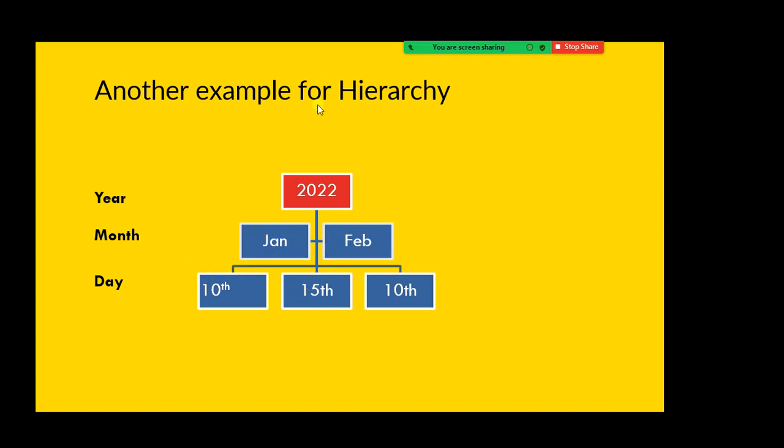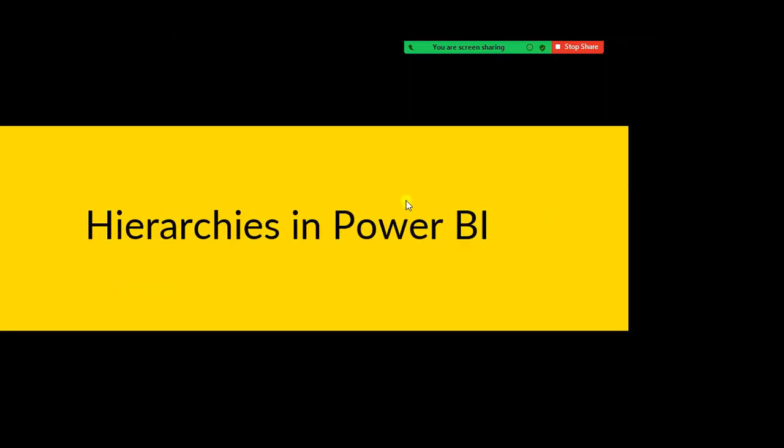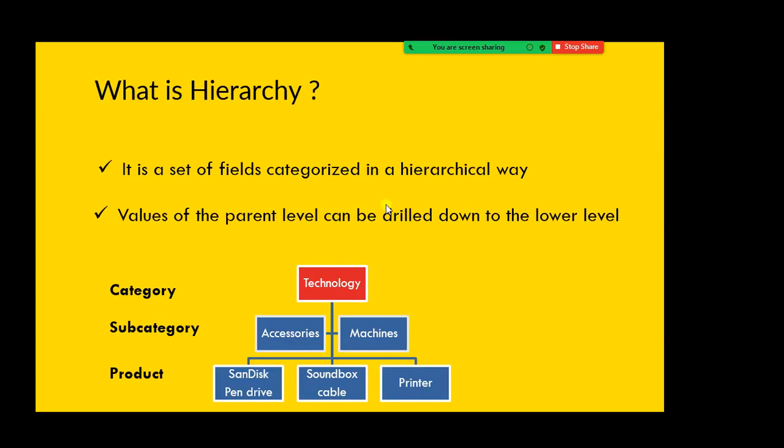So the date, year, month, day, or year, quarter, month, day, these are examples of a hierarchy. Apart from this, category, subcategory, product: the subcategory falls under category, and again the product falls under subcategory. This is the hierarchy.